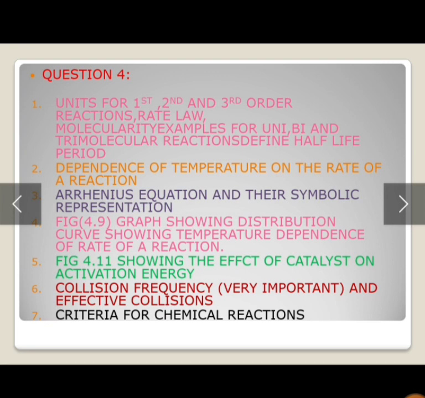So what are the questions expected? Units for first order, second order and third order reaction. There is a shortcut to remember it. Just ping me on WhatsApp. I'll be giving the number later, so it will be easy for you.